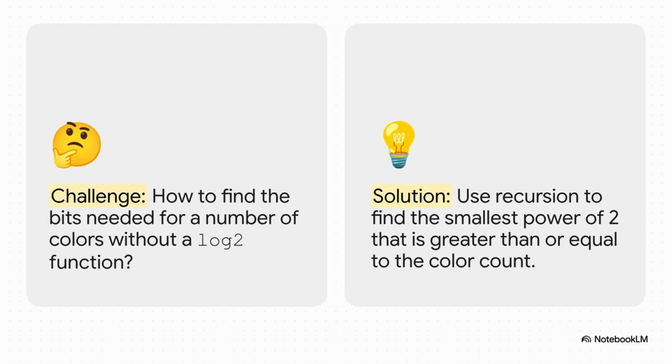We just keep doubling our bit capacity until it's big enough. So if you have, say, 13 colors, 3 bits only gets you 8 combinations. Not going to work. But 4 bits, that gives you 16. Perfect. So now that we know how big each pixel needs to be, we're ready to create our canvas.